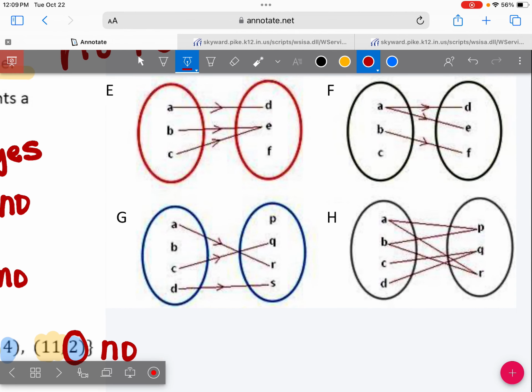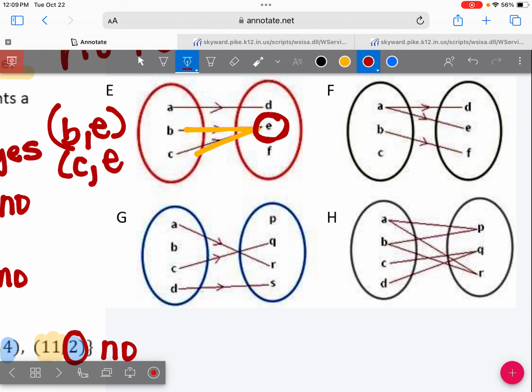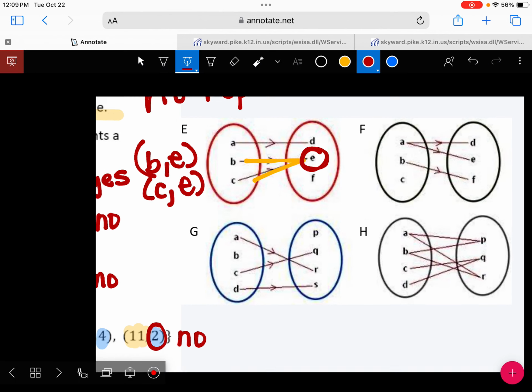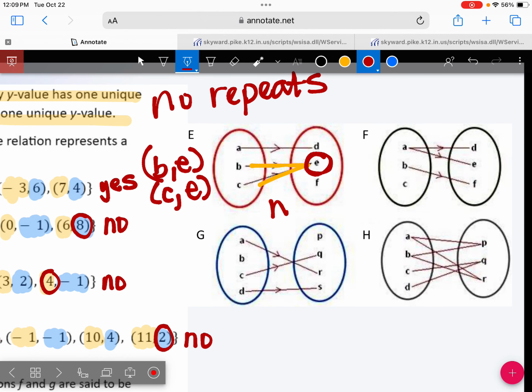So when you're looking at a map, if you have 2 lines coming off one point, that means that there is a repeat. So this tells me, because there are 2 lines coming off at this point, that E repeats. So the letter E, so BE is a point and CE is a point. E repeats. So that's why E would be a no.